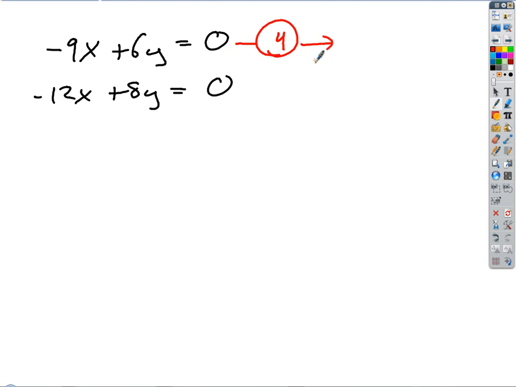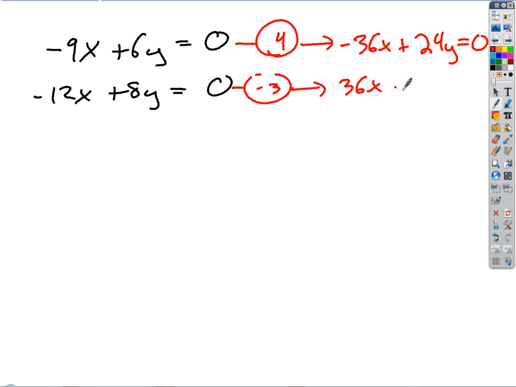Bottom by negative 3. Okay, what am I going to get on the top if I distribute that all the way through? What am I going to get if I distribute the 4 all the way through the top? Okay, I'm going to get negative 36x plus 24y equals 0. Okay, bottom one by negative 3.